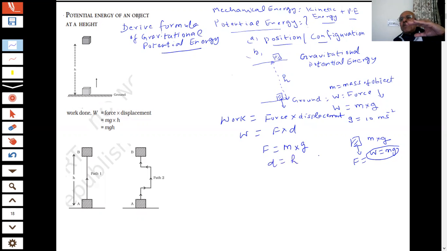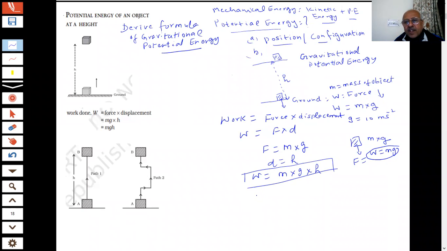You can move 10 meters, 20 meters, 30 meters, it keeps on changing. Then what is the formula of the work? m into g into h. This is the work which we have to do in order to lift the object from zero to height h. Now this work is stored in the form of gravitational potential energy as soon as the object is here. Therefore this is also equal to gravitational potential energy.